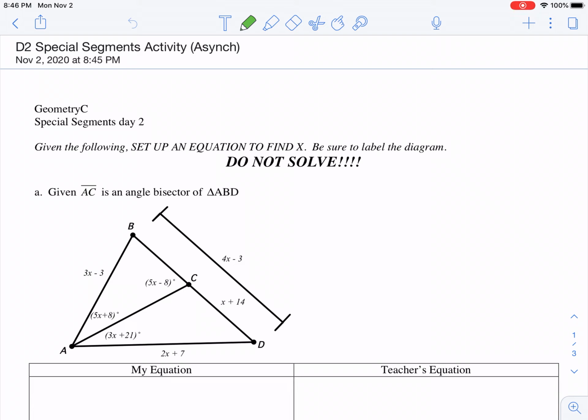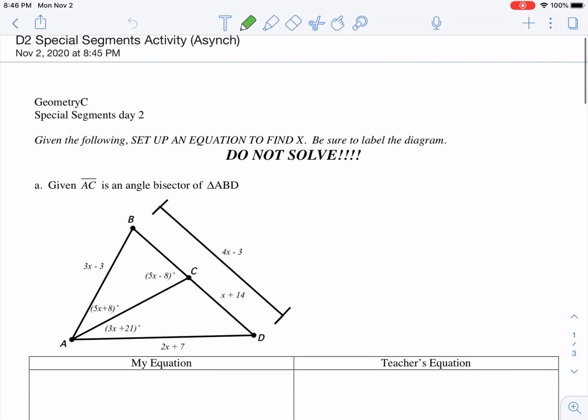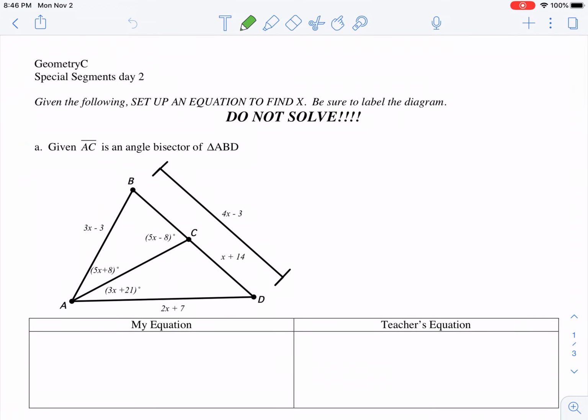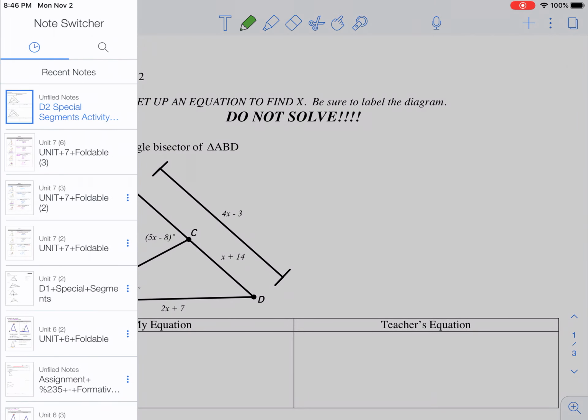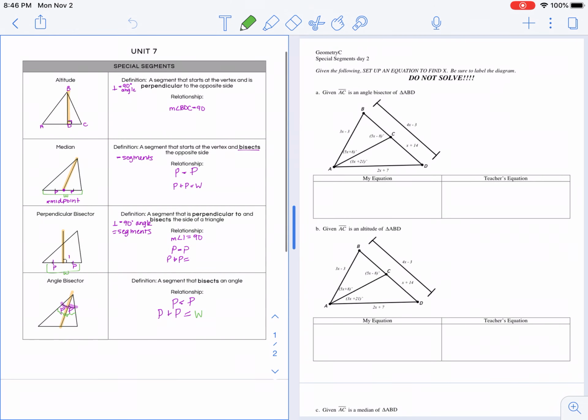So for today, we have four problems. We're going to practice setting up equations using our special segments. So I have the notes open. I'm going to slide open and have my foldable open next to me to help me out.